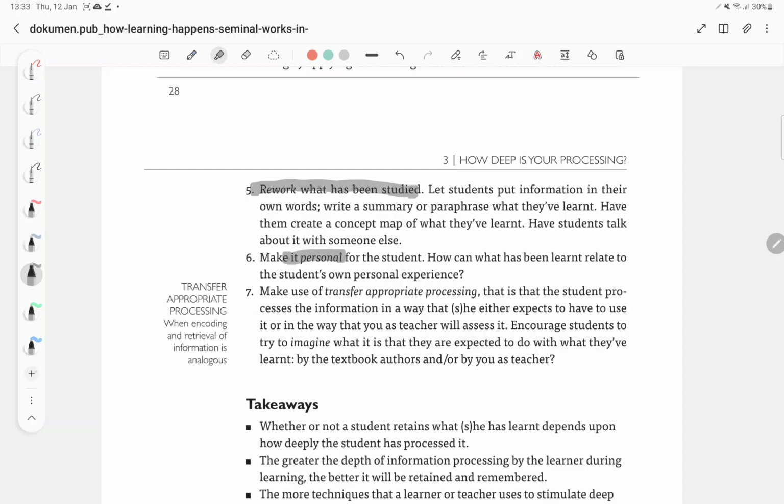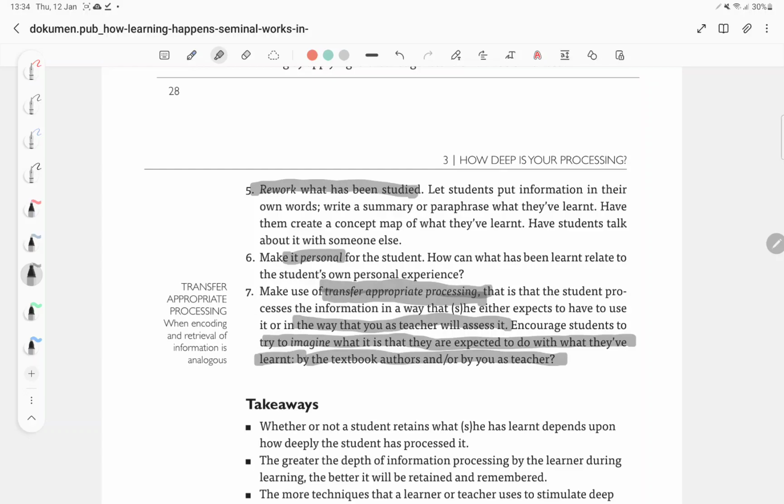And finally, you want to make sure that you can transfer appropriately. Transferring, right? So when they process the information, they have to do it in such a way that you, as the teacher, will assess it. It's got to be done in a way where you, as the teacher, can check that they've actually made sense of it, right? They've got to try to imagine what it is that they're expected to do and learn. And then they've got to do it in a way which isn't just crazy and off the wall. They've got to do it in a way which works for the assessment process itself.